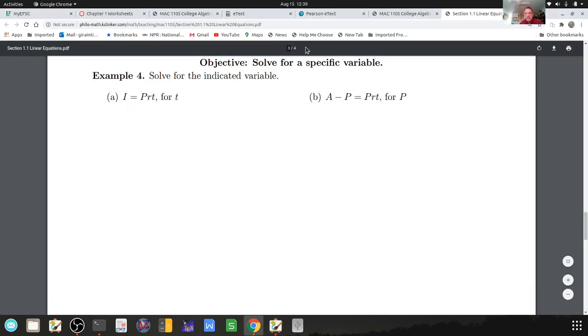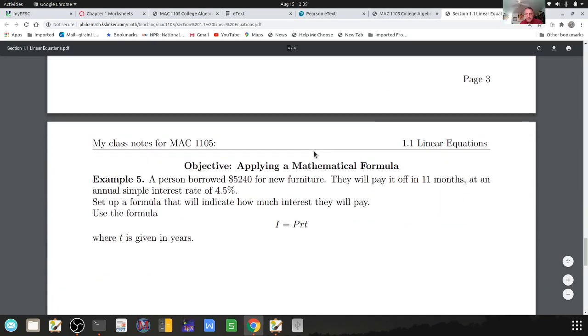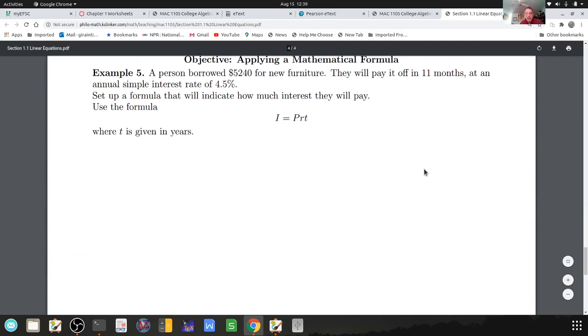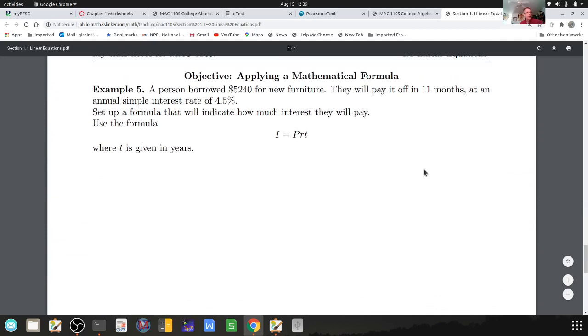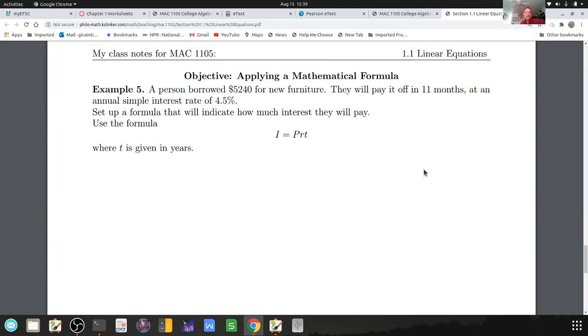And one last thing. Applying a mathematical formula. So here we go with the mathematical formula.